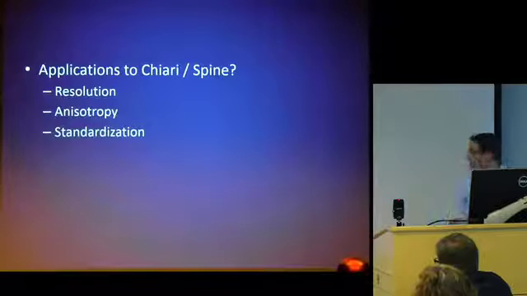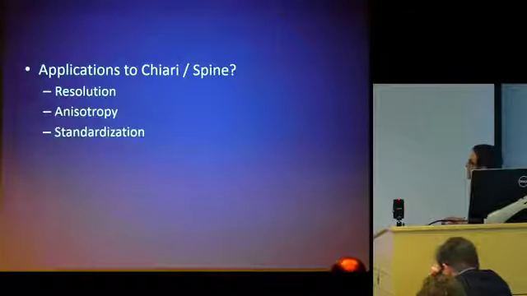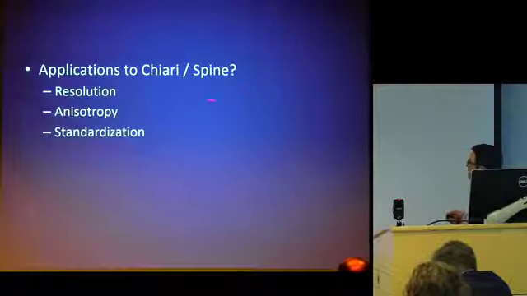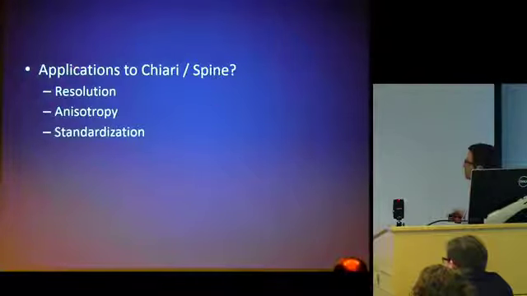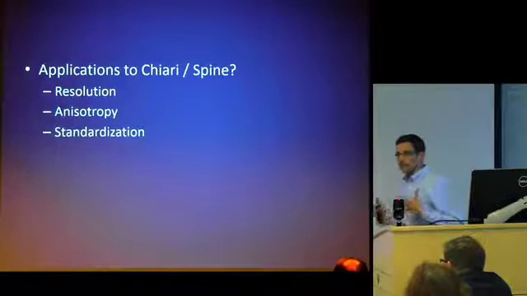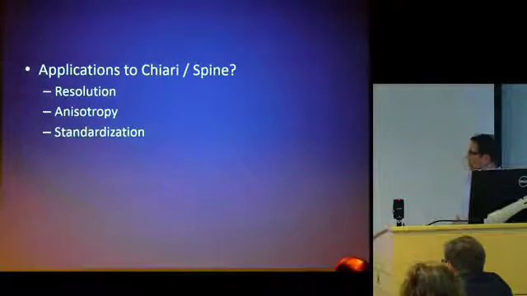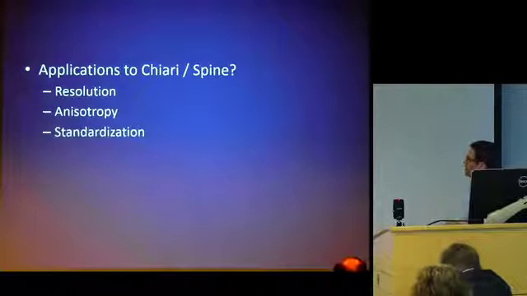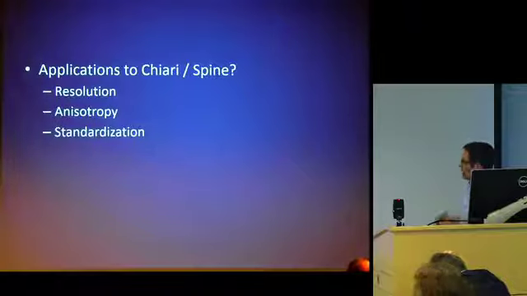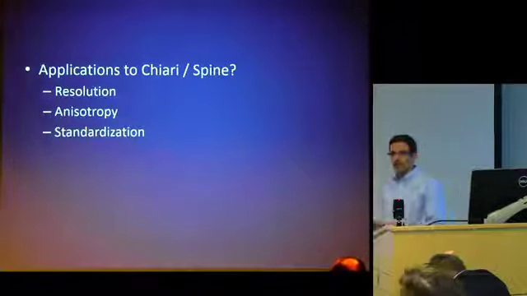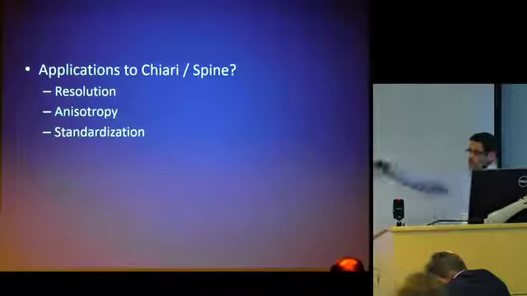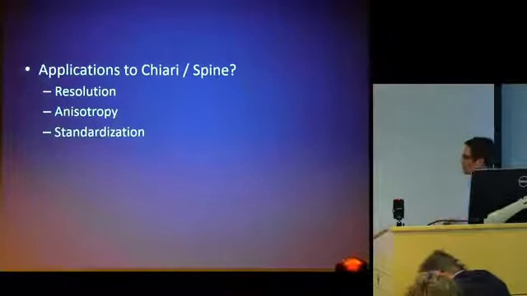What I just want to put up here really quickly, and maybe for further discussion, is applications to Chiari and spine. Some of the issues we have to look at: one is resolution. For the most part, we look at whole brain stiffness. Resolution is an issue because elastography is really not a local technique. Anisotropy is much higher in the spine, and I think will affect the measurement. Standardization in this field is a huge issue. As I alluded to before, the way you get your results out is highly dependent on how you process it.